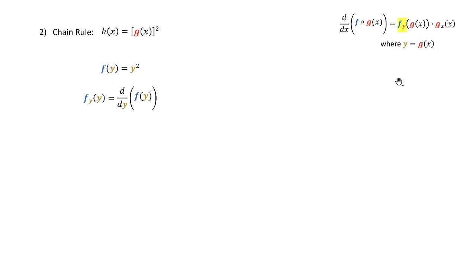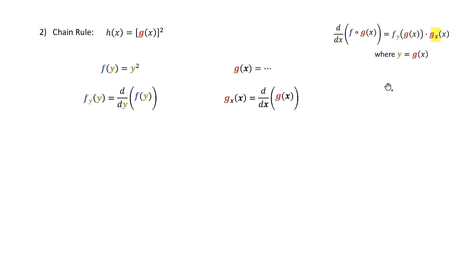So f of y is y squared. We just take its derivative. Now, again, this is pretty straightforward. We don't have to make a mountain out of this. g of x, I don't know what the rule is, but g prime of x is the derivative of g of x. Fine, just let it go.